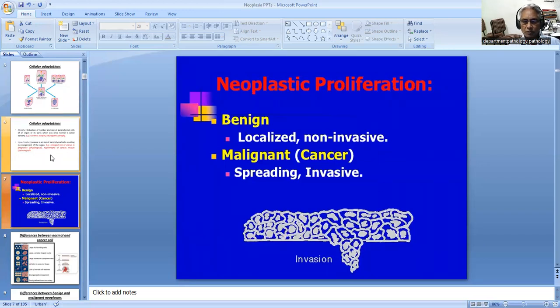So in neoplastic proliferation, in the benign, as I told you earlier, number one, it is localized to that area, and number two, it is non-invasive. There is no infiltration into the surrounding tissue. While malignant neoplastic proliferation, which is commonly known as cancer, named after crab-like growth, what happens in the malignant cells? Two important characteristics in comparison to the benign: it is spreading, it is not localized, and number two, there is an invasion into the surrounding and distant tissue.